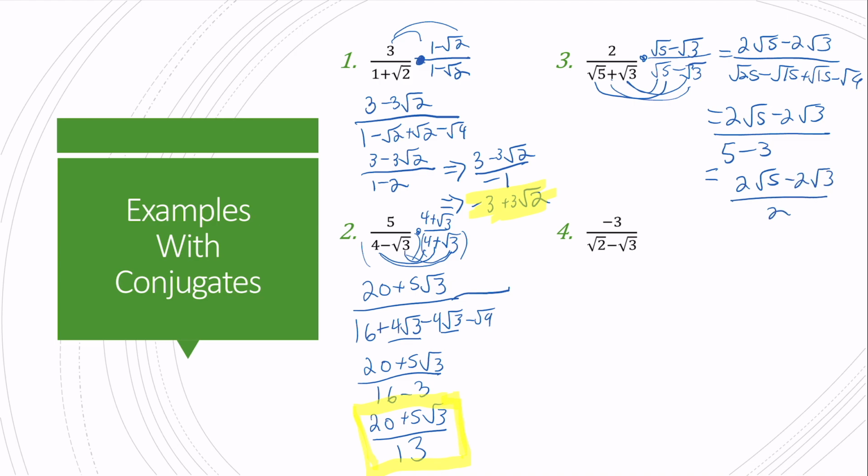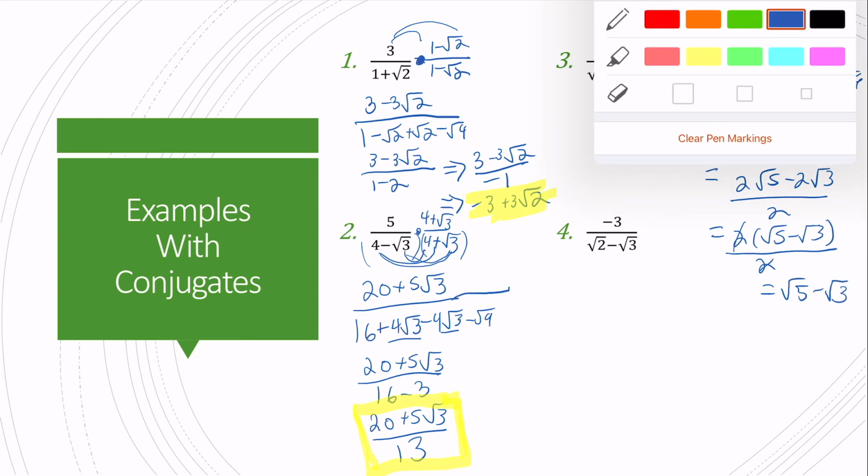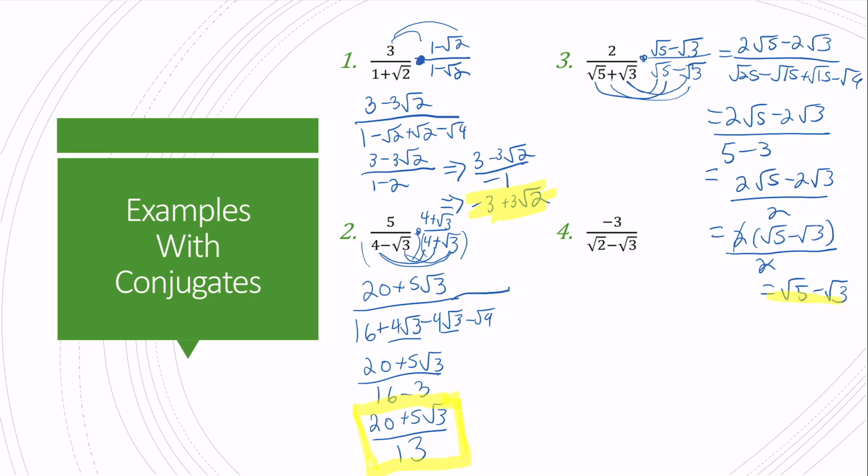I could think of this as factoring out a 2 from my numerator, so I'd have 2 times the square root of 5 minus the square root of 3 over 2. So those 2's are going to cancel, and I'm left with the square root of 5 minus the square root of 3. And I'm slowly running out of room, as you can see.